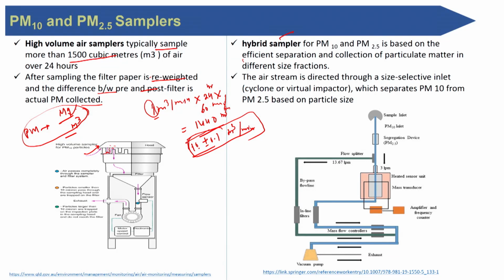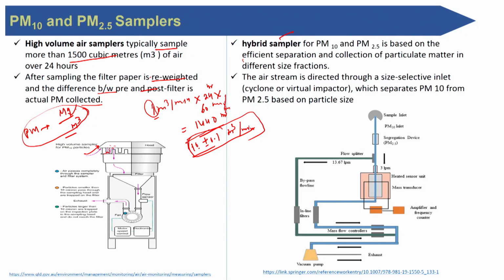You can just read through this one. There are two problems with the single sampler when you are doing, for example, PM10. As I said, now we are more interested in fine mode aerosols because they can penetrate deeper into our lungs, so they can affect our biological system more compared to the PM10 particles. So new samplers have been devised, like hybrid samplers, in which in one go you can collect PM 2.5 and PM 10.